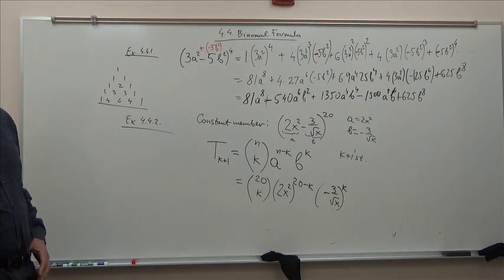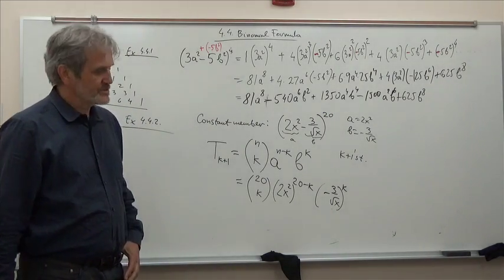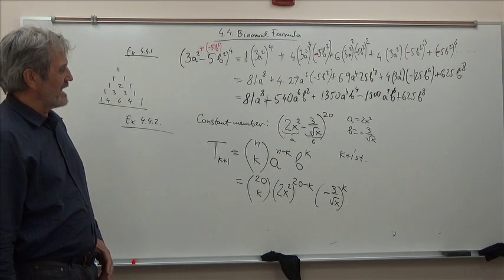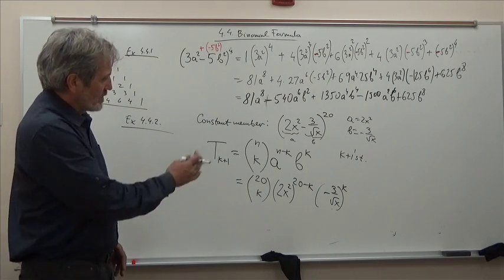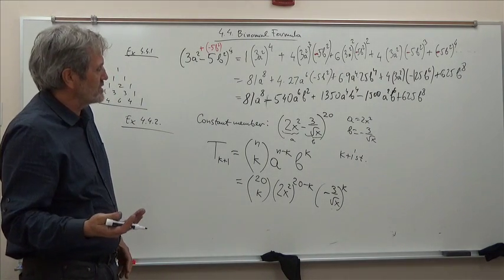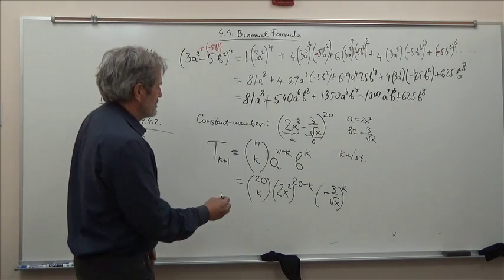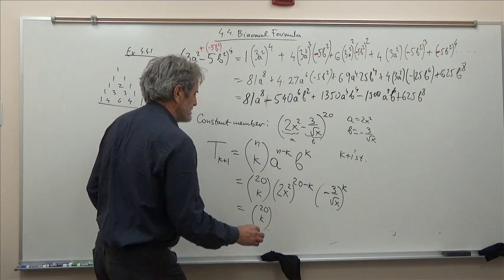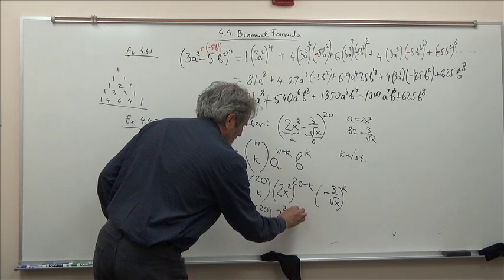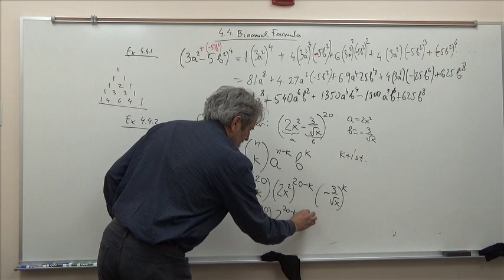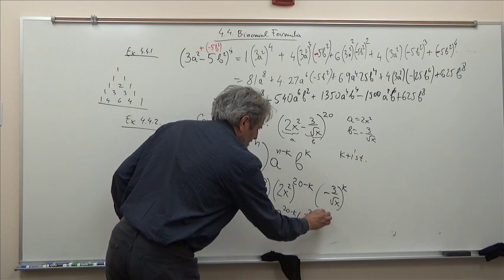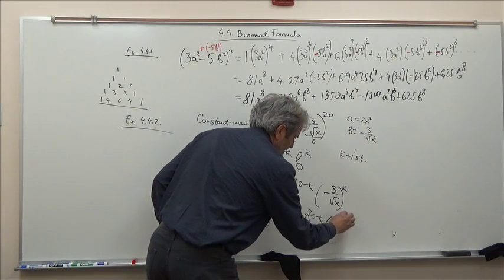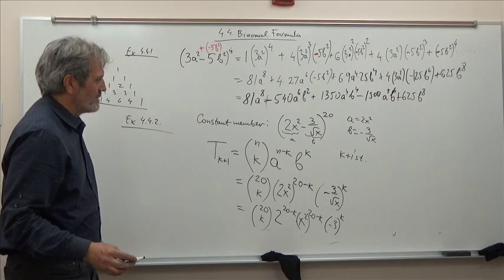So the question is, how much should I choose for k to make this the constant term, so that x has power 0? So I will combine these terms, working with undisclosed k in order to make a decision. This is the number, it has no influence on my decision. 2 to the 20 minus k, and here is x squared to the 20 minus k. So I raise them both, times the negative 3 to the k, and here comes a little algebra.